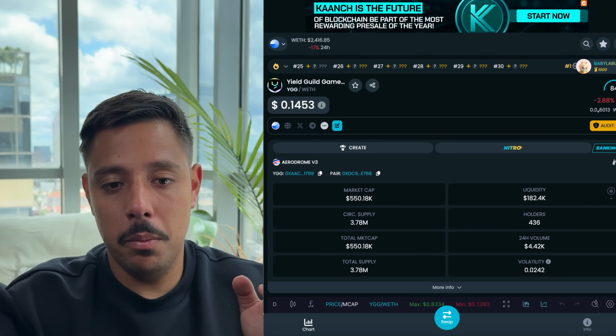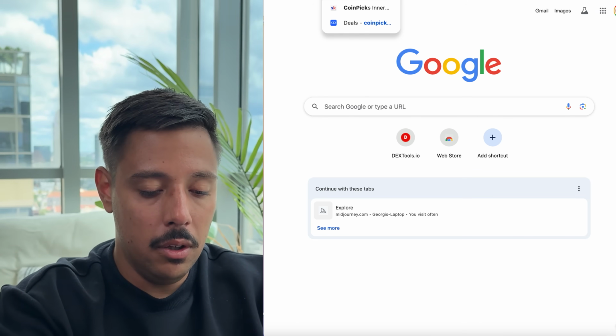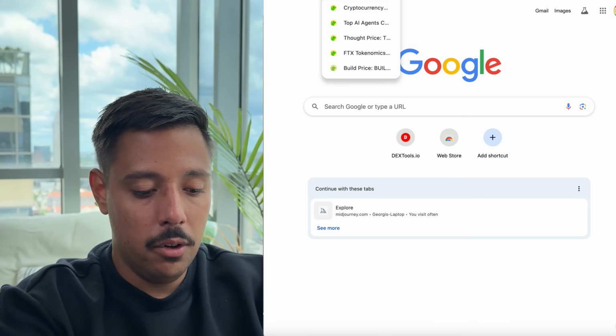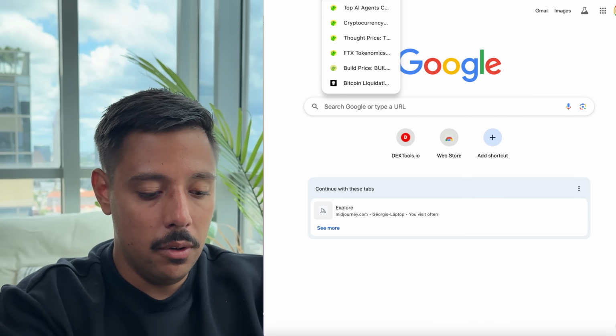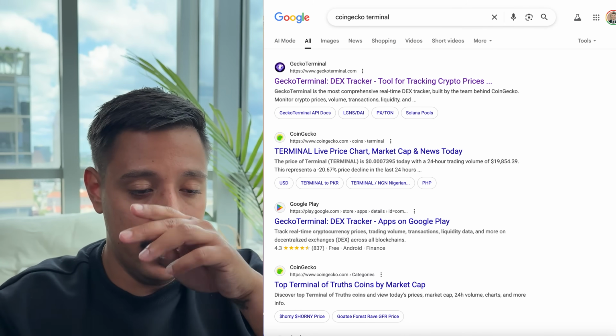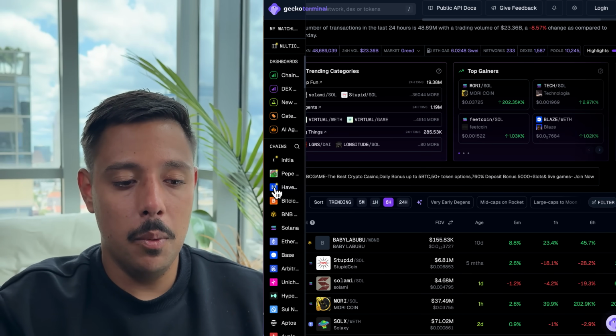Now, if you're still here with me, I want to show you a bonus tip. There's this website called, I think, CoinGecko Terminal or Coin Terminal, I don't know. I'm just going to Google it. It's actually the main website that I use. It's like the same thing as Dexscreener, but they have more options of tokens. And we're going to do the same thing.